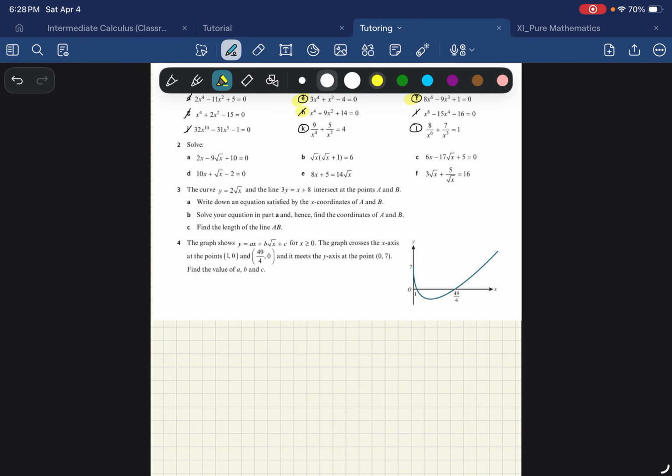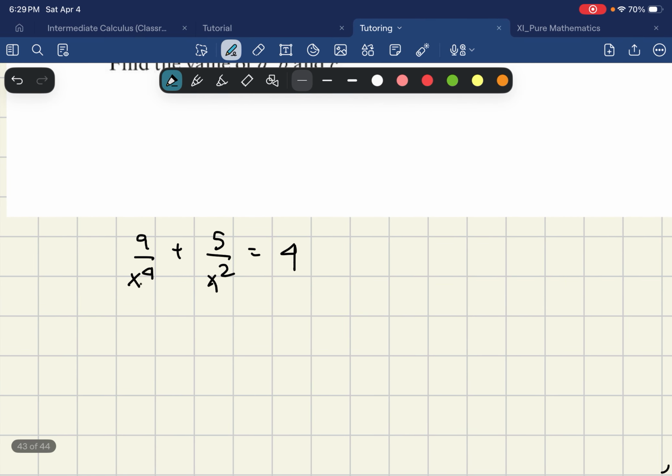All right. So K is essentially the same question, just with a bit of algebra in between. So you have 9 divided by x to the power 4 plus 5 divided by x squared is equal to 4, right? So you want to multiply by the highest power, which is x to the power 4. Why? Because you want to eliminate this, right? So x to the power 4 times, on both sides. Whatever you do on the left-hand side, you do on the right-hand side.